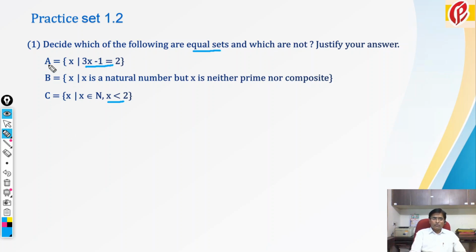First of all, we'll find the elements of set A by using this formula. What is that formula? 3x minus 1 is equal to 2.